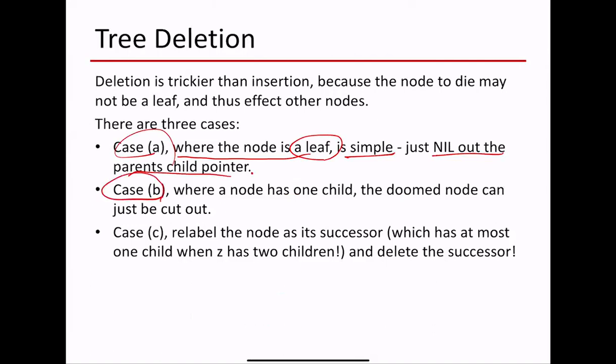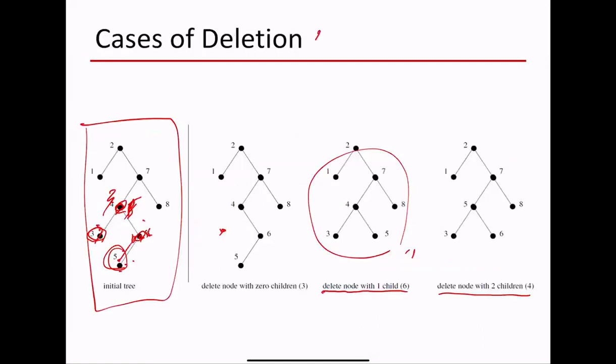In case B, where a node has one child, you can replace that node with the child. Case C: when it has two children, replace the node with its successor or predecessor, which has at most one child, and delete the successor. That's how we can do it. You can also use the predecessor in this case. In the case of deletion, we did this, not an issue.